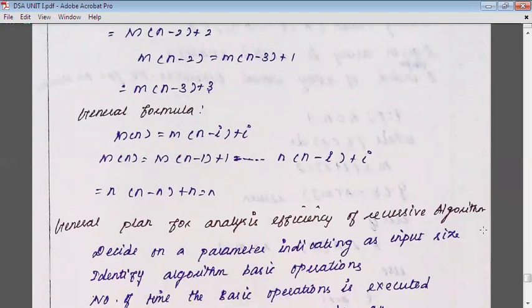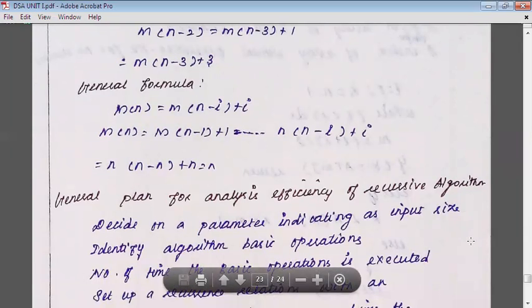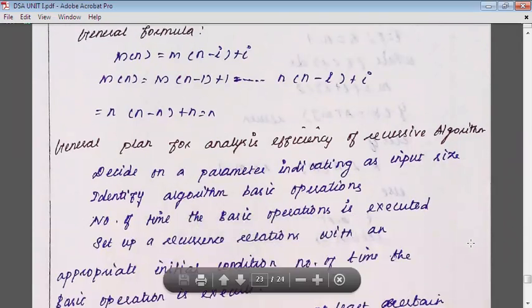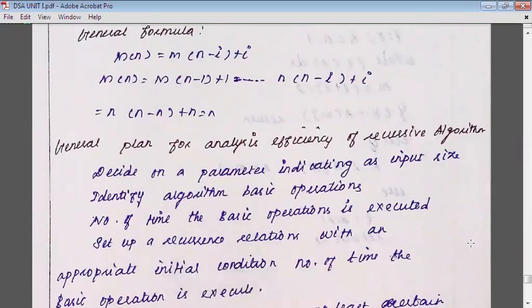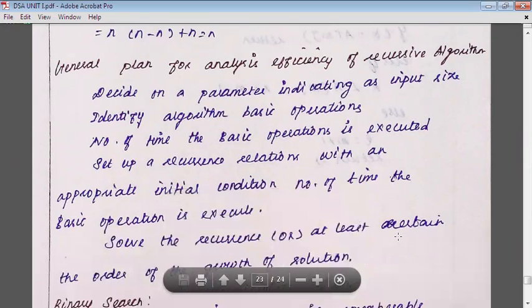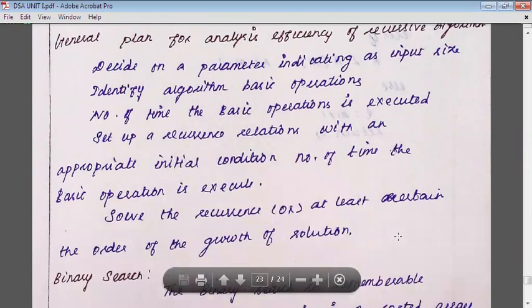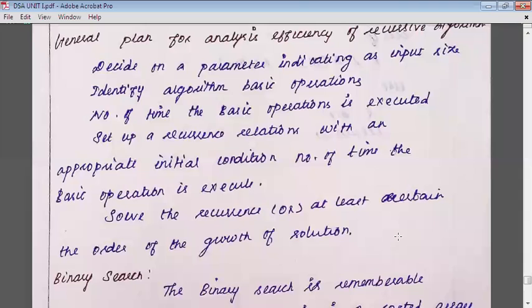Right. General plan for analyzing the efficiency of a recursive algorithm. The first point is the same as for a non-recursive algorithm: decide on a parameter indicating the input size, identify the algorithm's basic operation, and check the number of times the basic operation is executed. Then set up a recurrence relation with an appropriate initial condition for the number of times the basic operation is executed. Solve the recurrence relation, or at least ascertain the order of growth of its solution.